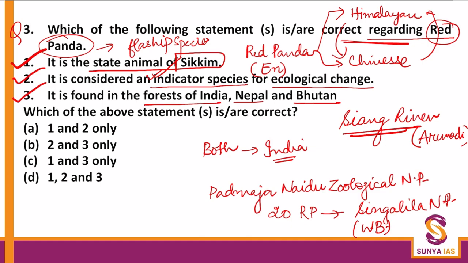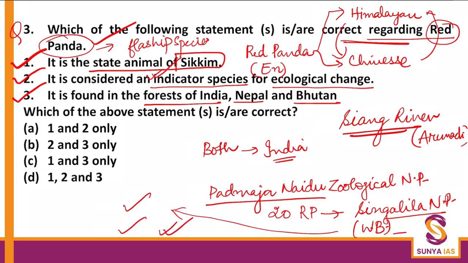Now class, what are the important pieces of information you are getting here? It is not just about the red panda, but also Padmaja Naidu Zoological Park and Singalila National Park of West Bengal. What are the other national parks of West Bengal? Jaldapara National Park, Neora Valley National Park, Sundarbans, Gorumara, Buxa National Park. These are the national parks located in West Bengal. Correct answer is D. All the statements are correct.